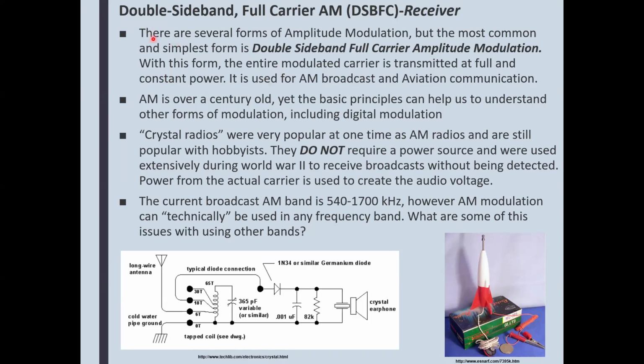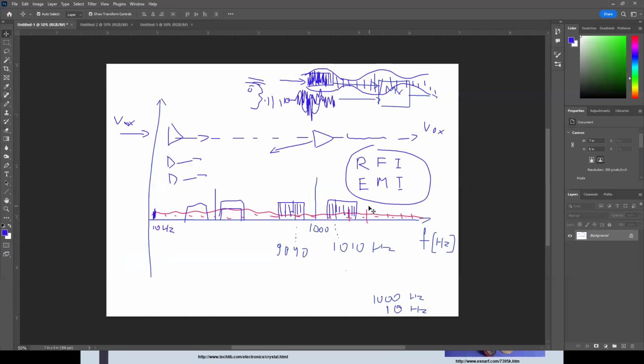All right. So there are several forms of amplitude modulation, but the most common is the double sideband or full carrier amplitude modulation. I'm going to bring that back again here. Over here in this carrier, you have the bandwidth from here to here. So you could transmit some sort of mediocre quality music.